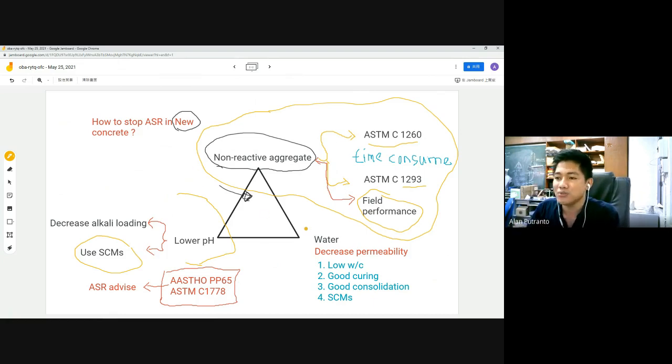The other thing we can do before the construction process to prevent ASR in new concrete is we should pay attention to the water. We should decrease the permeability. How? We can make the water-cement ratio low, and then make a good curing, and then have a good consolidation, or even use SCM also to decrease the permeability.